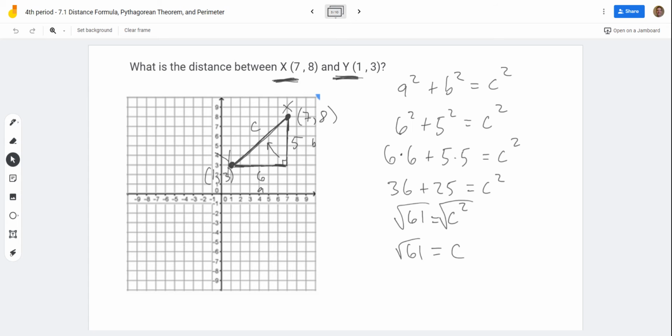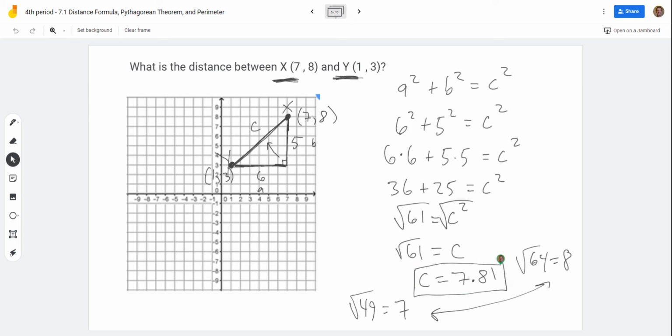If we think about it, the square root of 64 would be 8, right? Because 8 times 8 equals 64. And the square root of 49 is equal to 7, because 7 times 7 equals 49. So it's the opposite of squaring something. And so the square root of 61 is going to be somewhere in between 7 and 8. If I plug that into my calculator real quick, I'm going to get c is equal to 7.81.